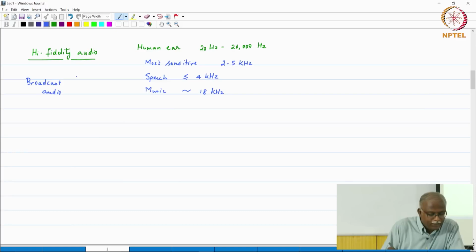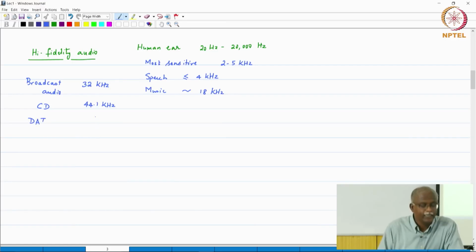Okay, so we have three standards for representing high fidelity signals, and we have one which is broadcast audio, which stores the information at a sampling rate of 32 kilohertz. CDs, your compact disc, store information at a rate of 44.1 kilohertz, and a format that is probably not as common today, called digital audio tape, but still used in studios, has recordings at 48 kilohertz.